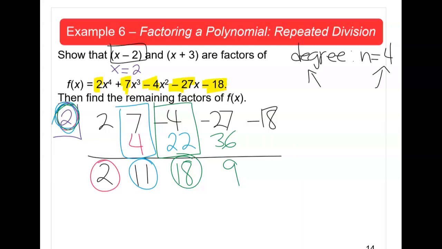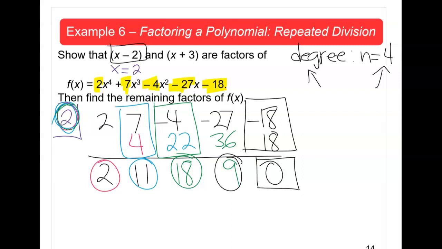Okay, so I checked my work. We're okay. Then I'm going to multiply 2 times 9, and that is positive 18. And then if I add vertically, negative 18 plus 18, I get 0. So that's like, yes, congratulations. Your remainder is 0.